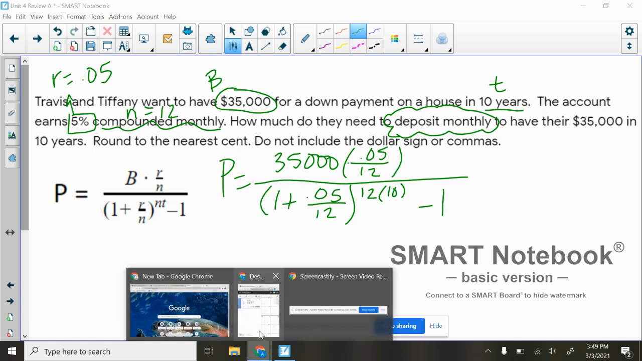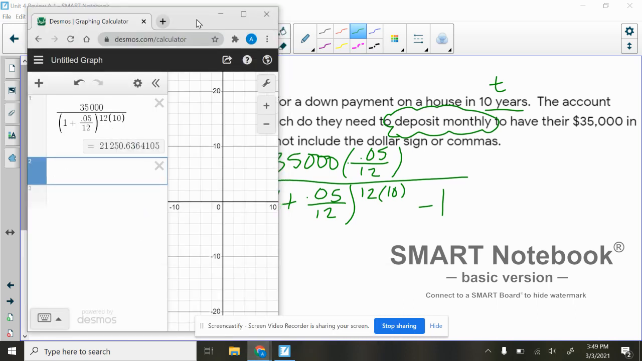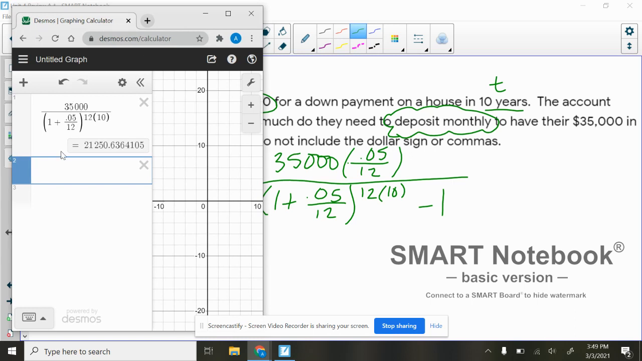And so we're going to plug into our Desmos. There's the previous answer for the one-time deposit. I'm going to start by setting up a fraction here. So we have 35,000 times 0.05 divided by 12. In the denominator, we're going to have 1 plus 0.05 over 12, and I'm going to raise that to the 12 times 10.